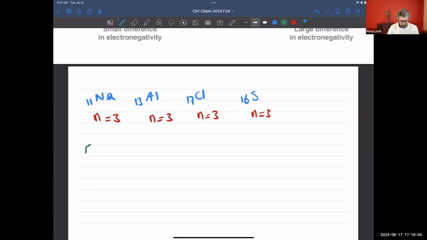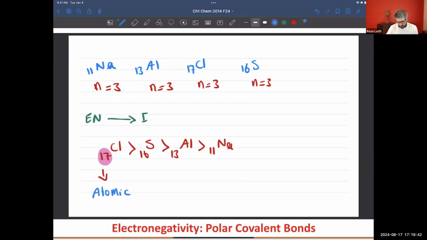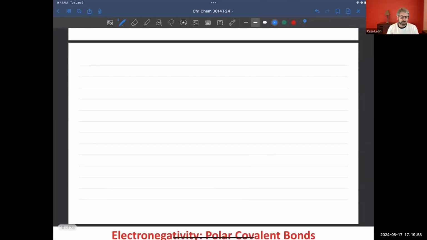We say electronegativity increases to the right side of the periodic table, and we are sharing the same n. So chlorine, with the highest number of protons, will have the highest electronegativity, then sulfur. After that we will have aluminum, and the least one will be sodium. So if they are in the same period, you sort them based on number of protons, or atomic number.